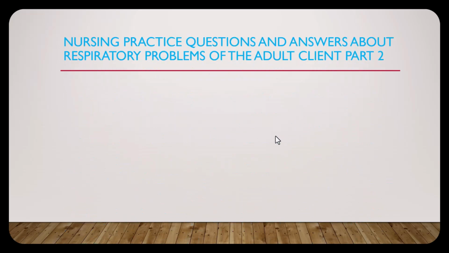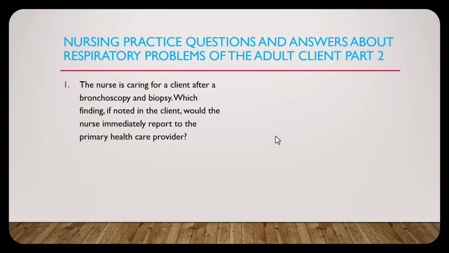Welcome to part 2 of nursing practice questions and answers about respiratory problems of the adult client. Now let's start with the first question. The nurse is caring for a client after a bronchoscopy and biopsy. Which finding, if noted in the client, would the nurse immediately report to the primary healthcare provider?